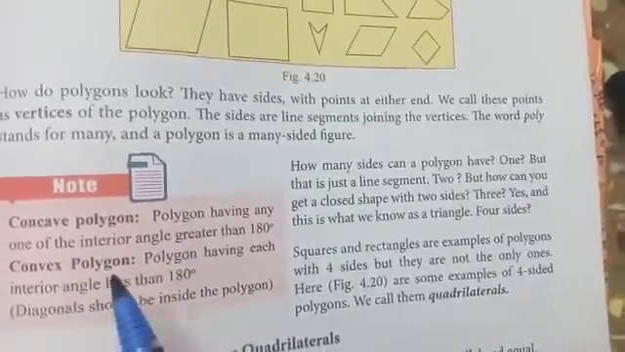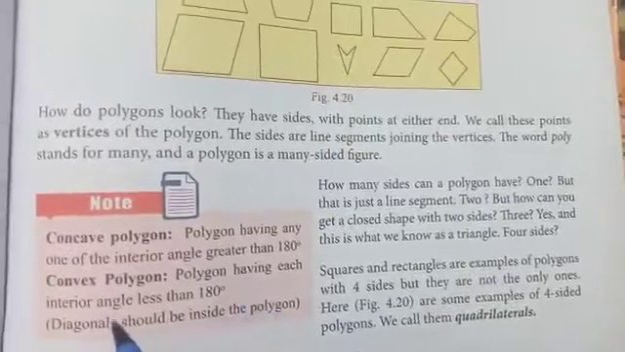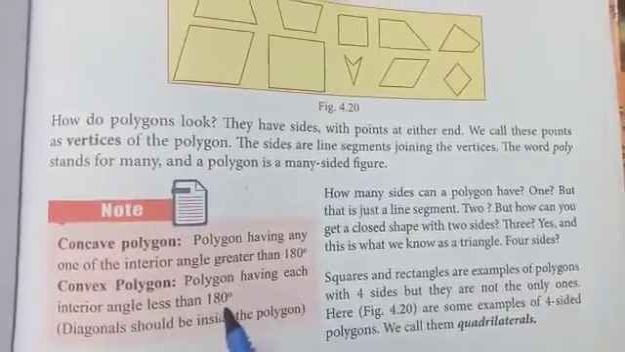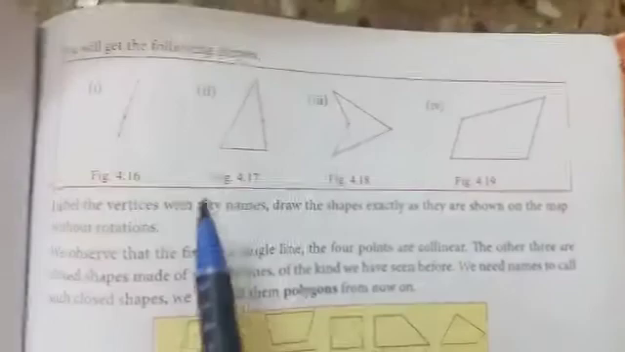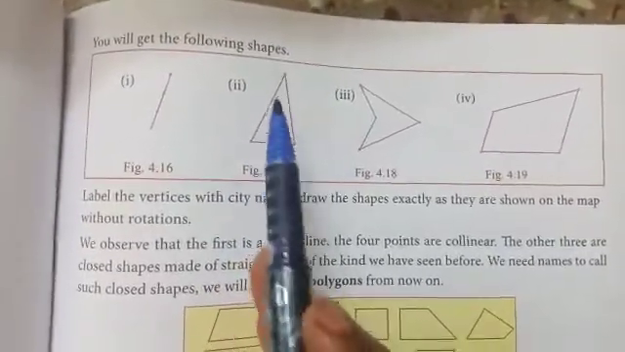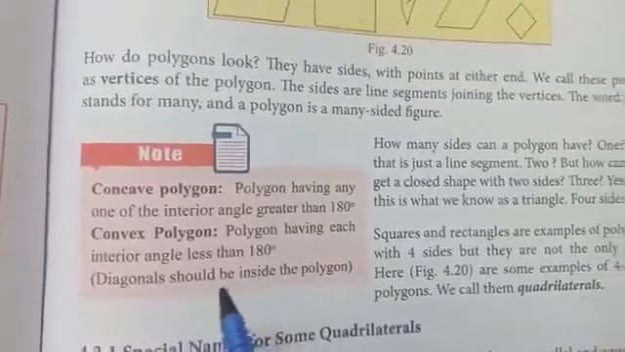Next, convex polygon. A polygon having each interior angle less than 180. Okay. For example, this, each interior angle is less than 180. That is the convex polygon. Okay.